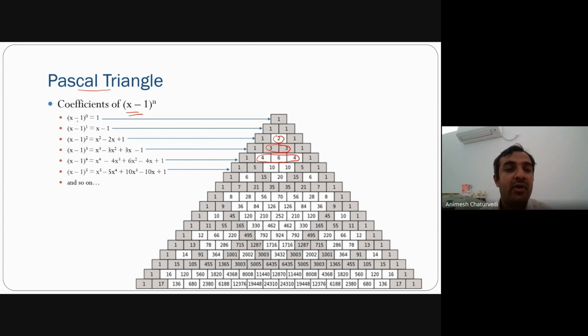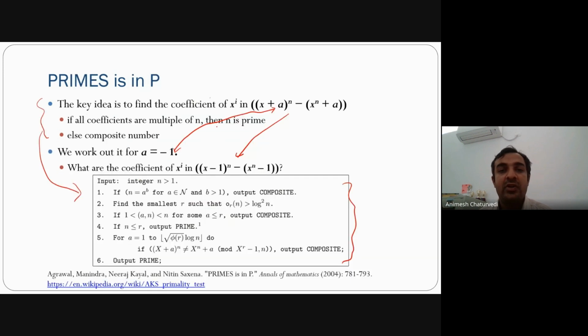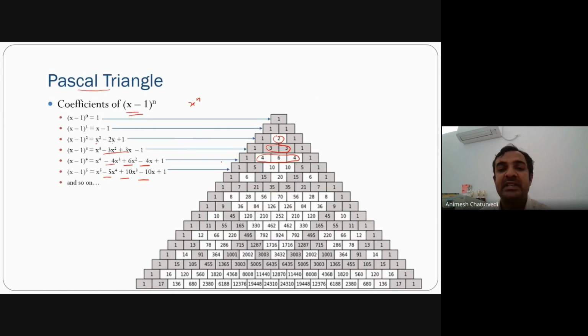So you can see what is x to the power n. X to the power 0 is 1. X to the power 1 is again 1. The coefficients are like 1, -2 and +1, then -3, +3, then -4, +6, -4, then -5, +10, -10. So this is what coefficient they were talking about: internal coefficients of the Pascal triangle.